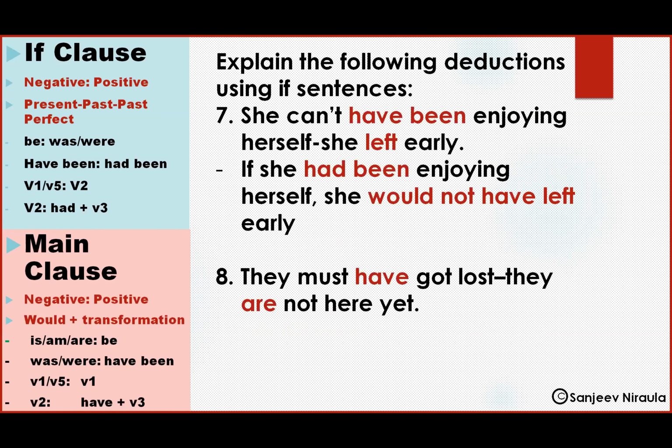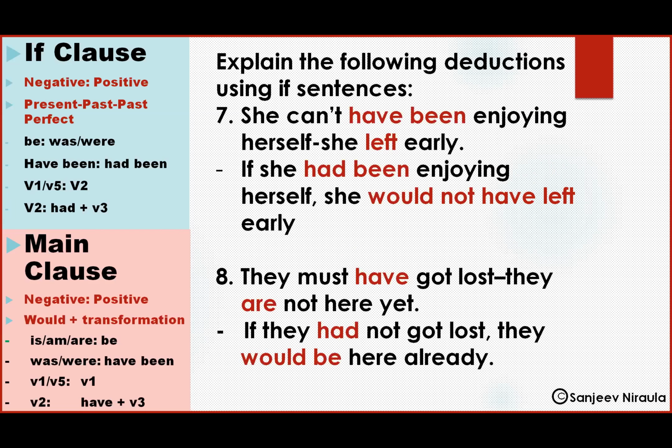And finally, number 8 is they must have got lost. They are not here yet. Have is verb 1. Have in past tense is had. They must have got lost is positive. Make it negative. They are not here yet. That is negative. Make it positive. And we convert are into be, as you can see under the rule of the main clause. If they had not got lost, they would be here already.